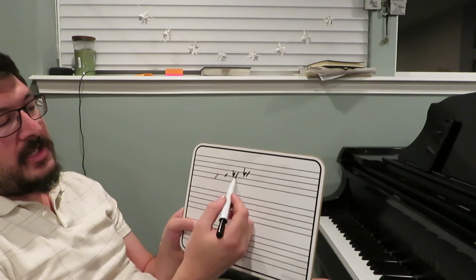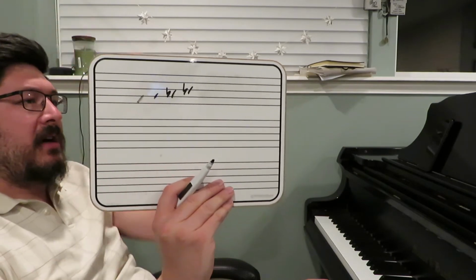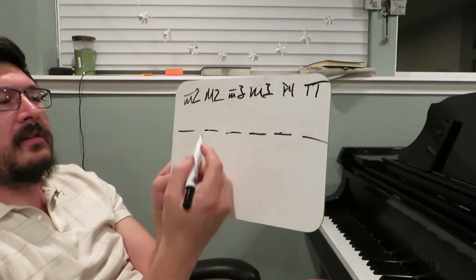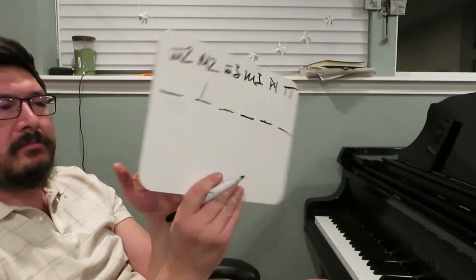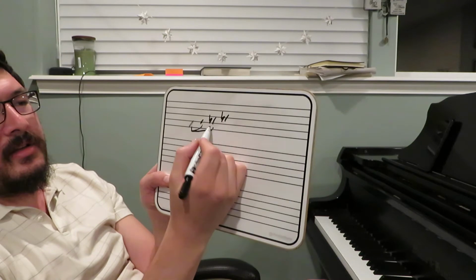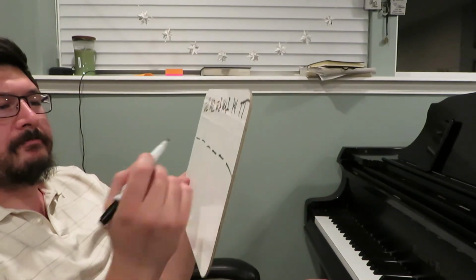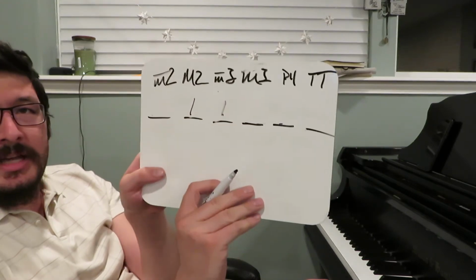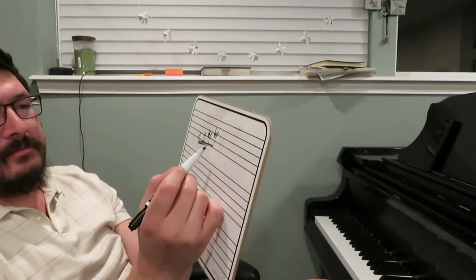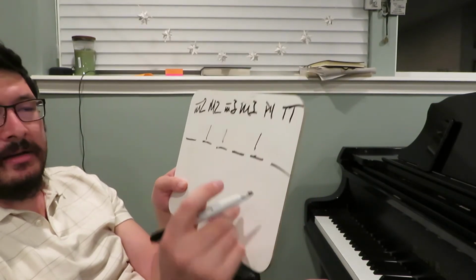So we have F, G, A flat, B flat. Okay? Let's start out. F to G is what? A major second. Put a tally down. F to A flat, minor third. Put a tally down. F to B flat, perfect fourth. Put a tally down.